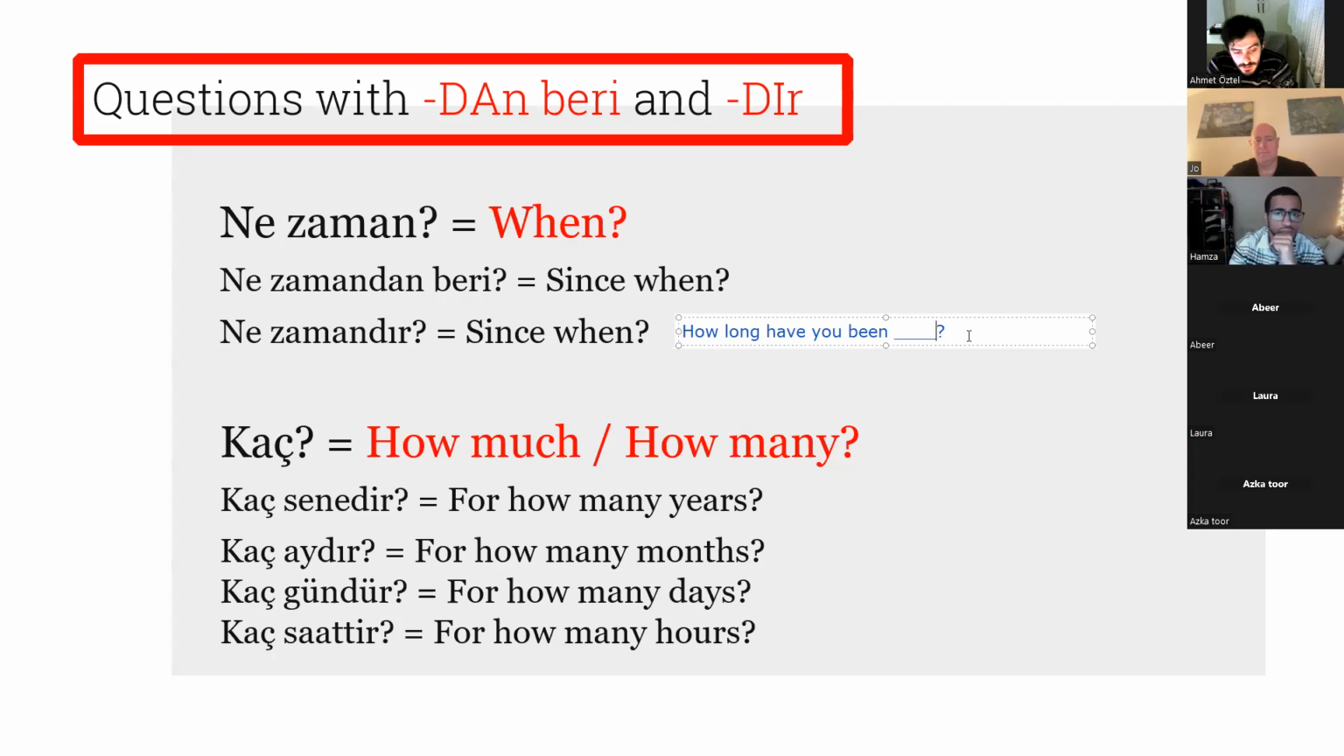And for kaç, all you need is the question word kaç and a time phrase. It can be year, day, month, hour, minute, second. You can ask any question. We're using kaç as well. Kaç senedir Türkiye'desin? For how many years have you been in Turkey? Kaç aydır Türkçe öğreniyorsun? For how many months have you been learning Turkish? Kaç gündür yağmur yağıyor? For how long has it been raining? Kaç saattir ders yapıyoruz? For how long have we been doing a lesson, studying? Çok güzel. Teşekkürler Gözde.